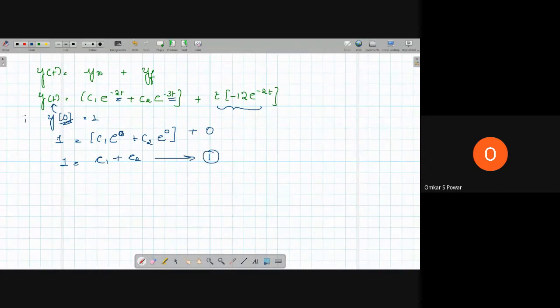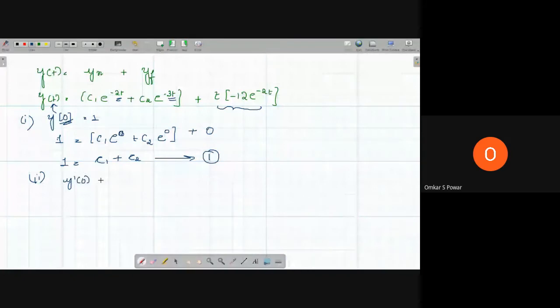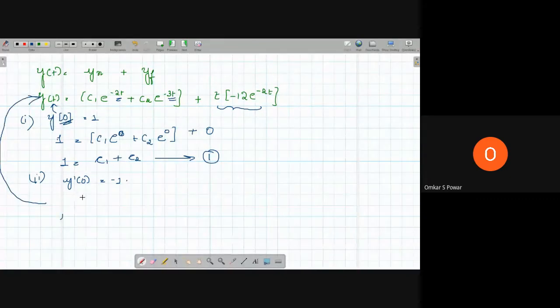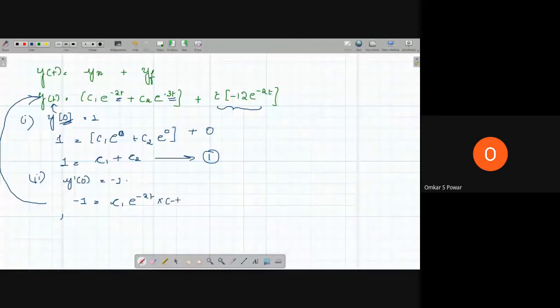And what is our second clue given? If you see the question, they have given y dash of 0 is equal to minus 1. So what that means is you have to differentiate this one. So y dash of 0 you will get as minus 1 if you differentiate this. So let us differentiate: C1 e power minus 2t into minus 2, plus C2 e power minus 3t into minus 3.